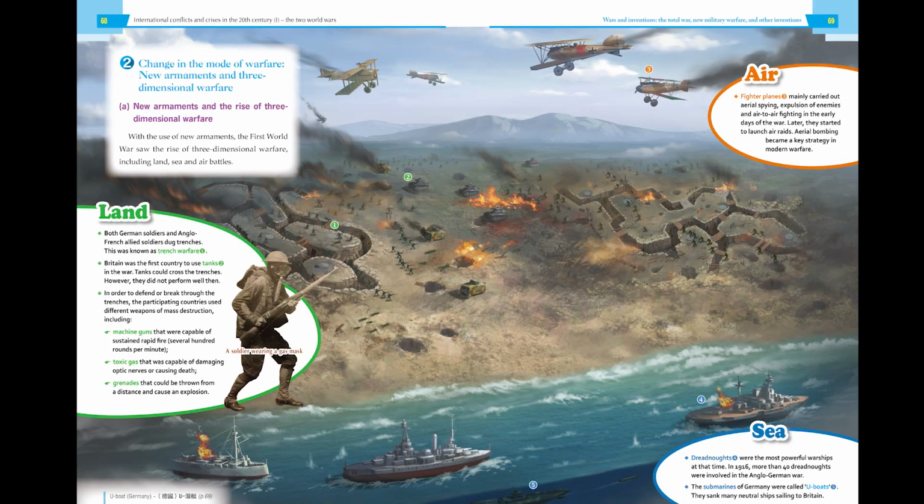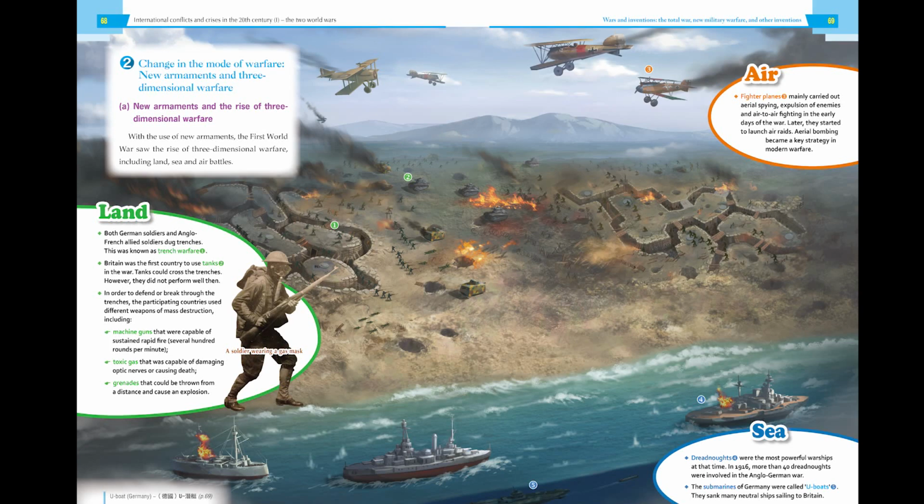Land. Both German soldiers and Anglo-French allied soldiers dug trenches. This was known as trench warfare. Britain was the first country to use tanks in the war. Tanks could cross the trenches. However, they did not perform well.